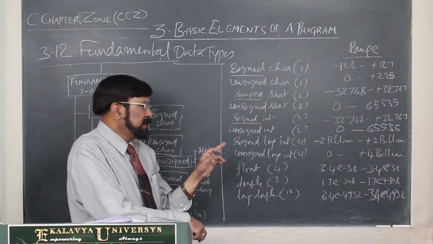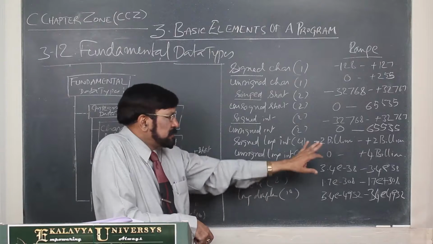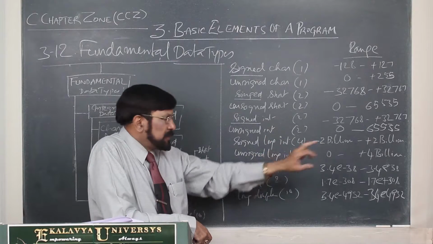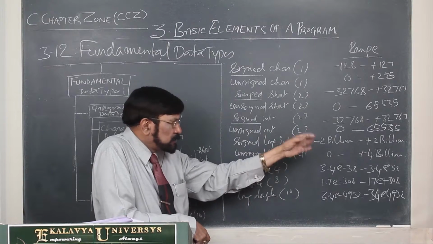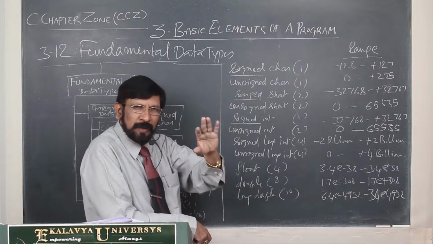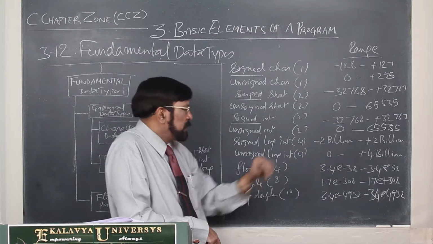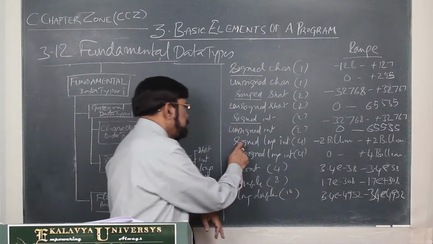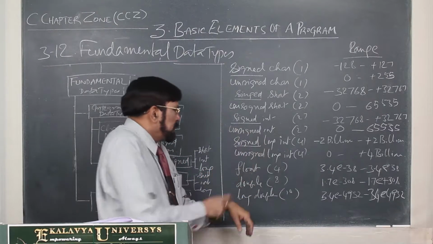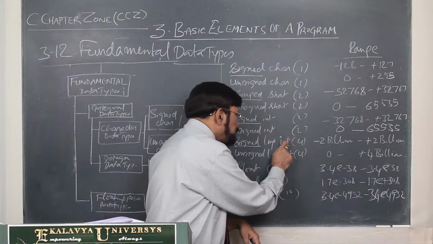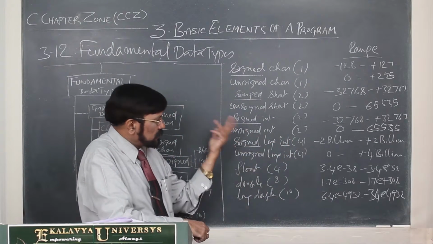Thereafter signed long int, there are 4 bytes. Actually the big figure is there, simply remember that it is minus 2 billion to plus 2 billion. Next, here signed is by default. Unsigned long int, actually int also is a default. If you write long, that is enough, otherwise you write long int.